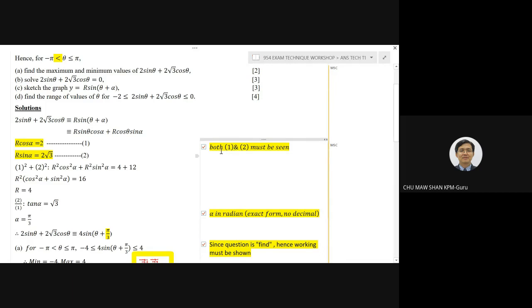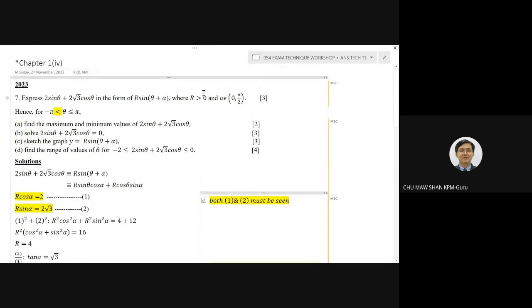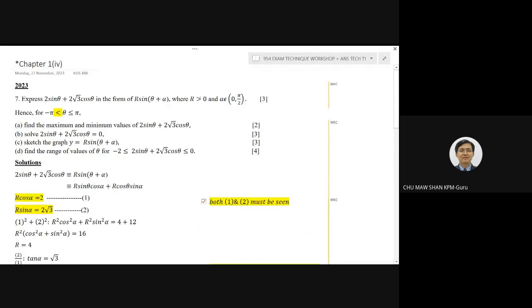It says that both equations 1 and 2 must be seen. Must be seen. You look at your work. Did you write it here? No. How can you not write it? Alright. Okay, then you use equation 1 squared plus equation 2 squared. Here we look for the r. R is 4. No need to consider plus minus 4. This is special because it is already indicated that R must be positive.